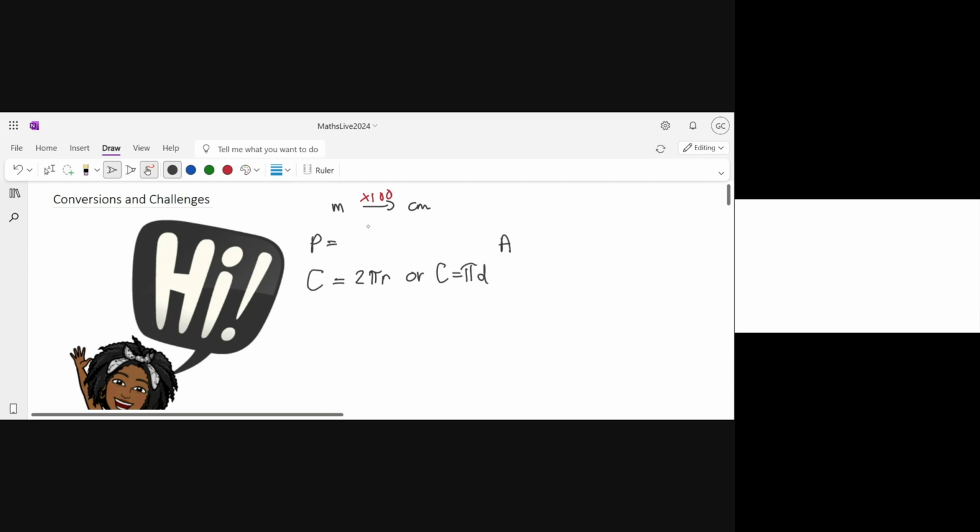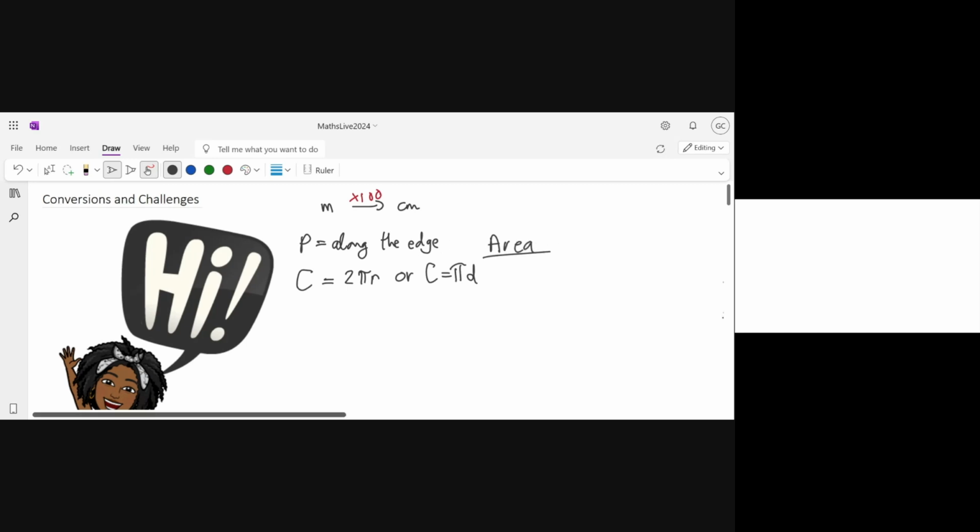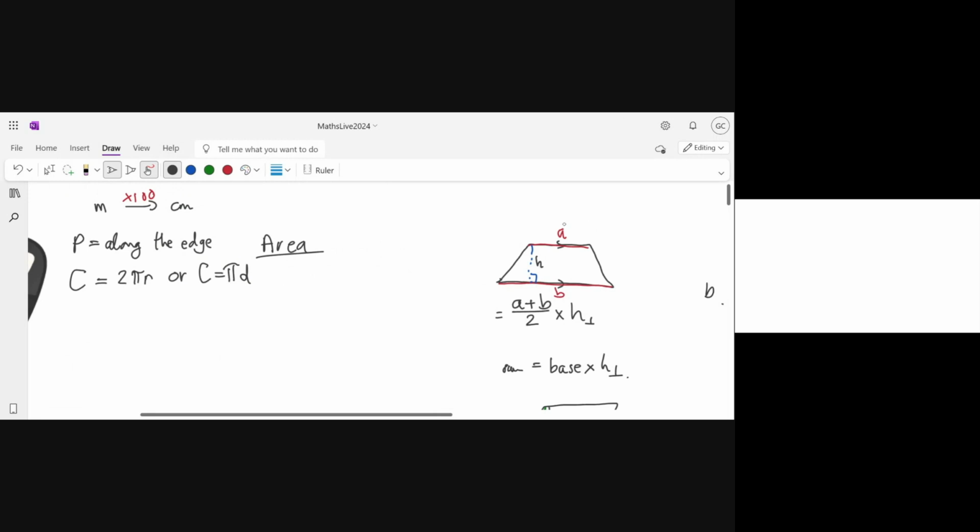I'm just going to say perimeter equals along the edge. All right, now we need to talk about area. Area is a big one. Perimeter is easy enough. I can just figure out the dimensions of the edge of my shape, and then I add them all together and I get an answer. Now, for my area, I need to know specific formulae for the area of certain shapes. Let's start with the area of a square.